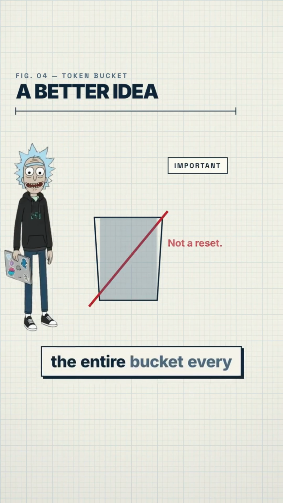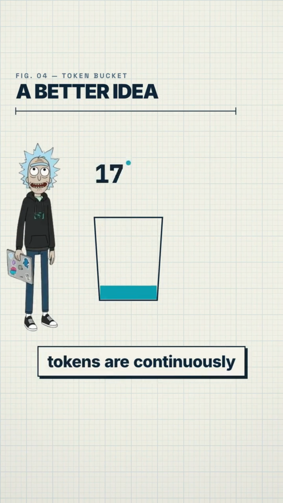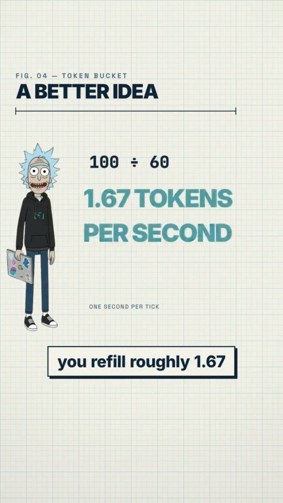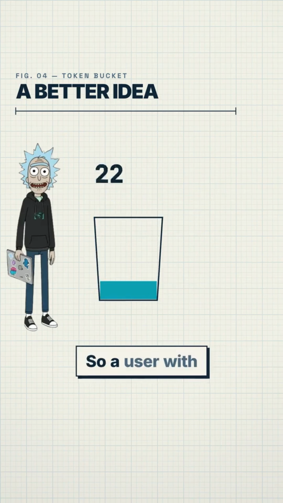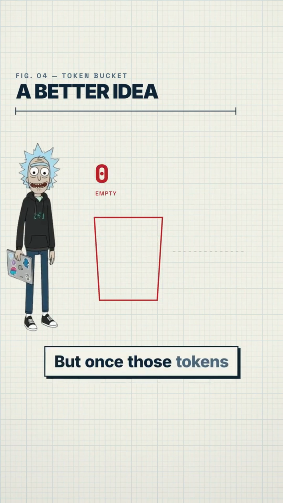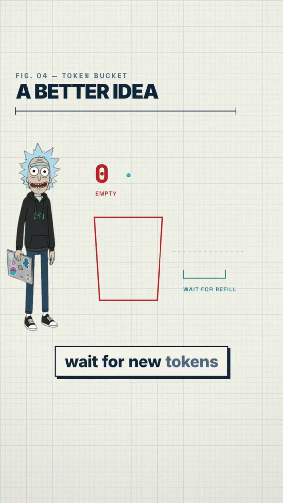Instead of resetting the entire bucket every minute, tokens are continuously added back over time. If your limit is 100 requests per minute, you refill roughly 1.67 tokens every second. So a user with a full bucket can still make a burst of 100 requests. But once those tokens are gone, they have to slow down and wait for new tokens to appear.